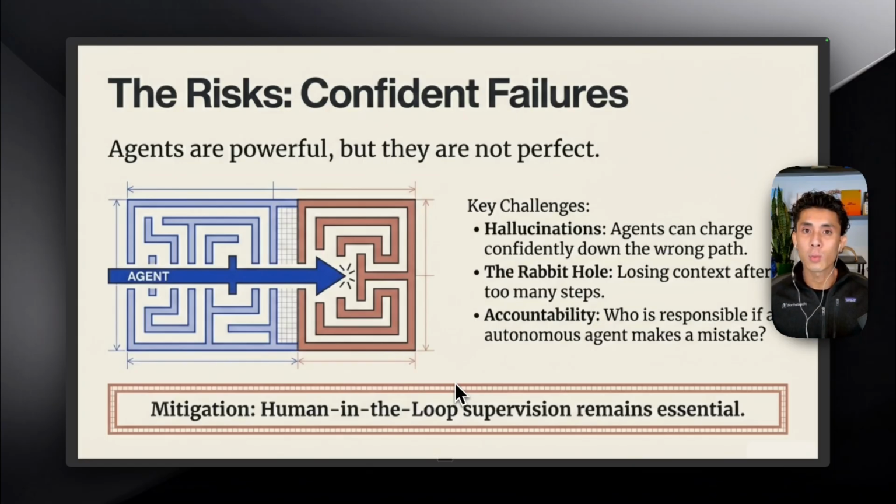The second challenge is what's called a rabbit hole. This is where an AI agent can lose context over a long period of time or for a project that it's been working on for an extended duration. For this, you just have to be careful that you are always managing context in the most effective and efficient way. The third challenge is accountability.